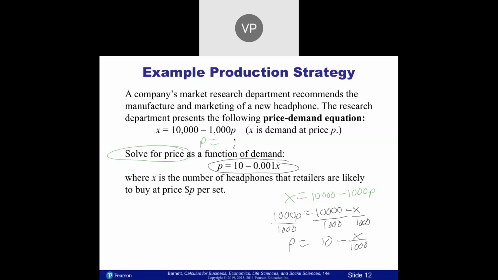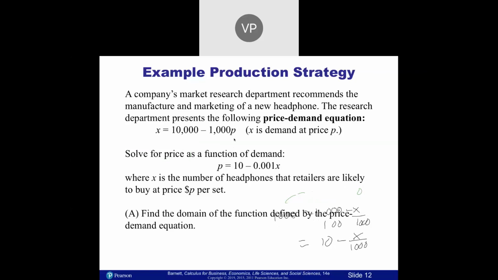That 1 over 1000 is the same as 0.001x. Same exact thing. Okay, so that's what they're doing here. The first step, they want to solve for the other letter. In this case, they want to solve for the p. So now they want us to find the domain. So think about the rules here. You know how domain works. We're going to add a couple extra different pieces to it, but it's the same overall concept.